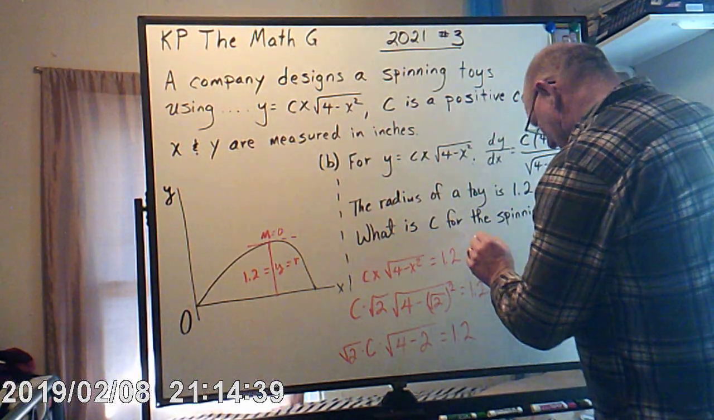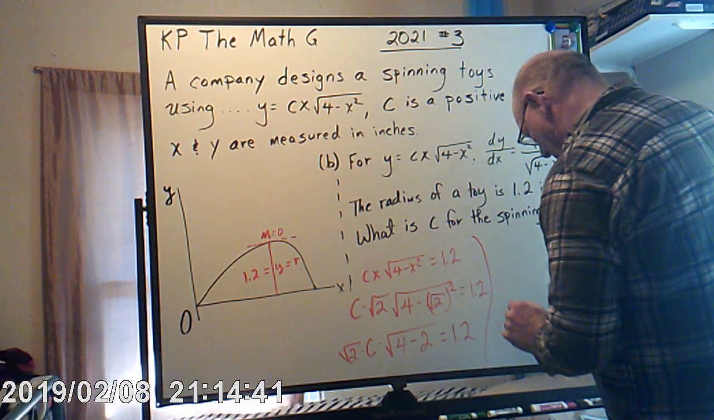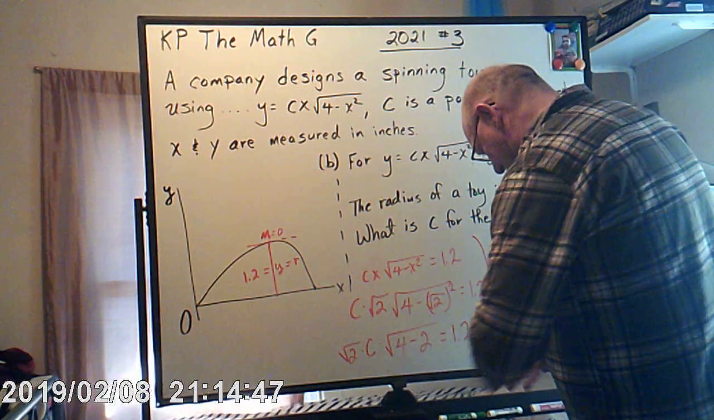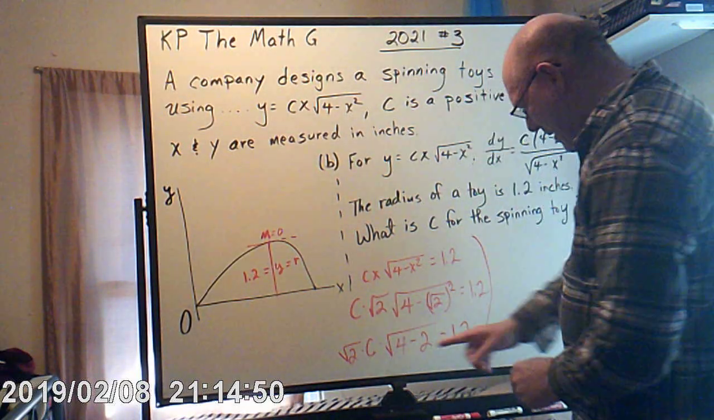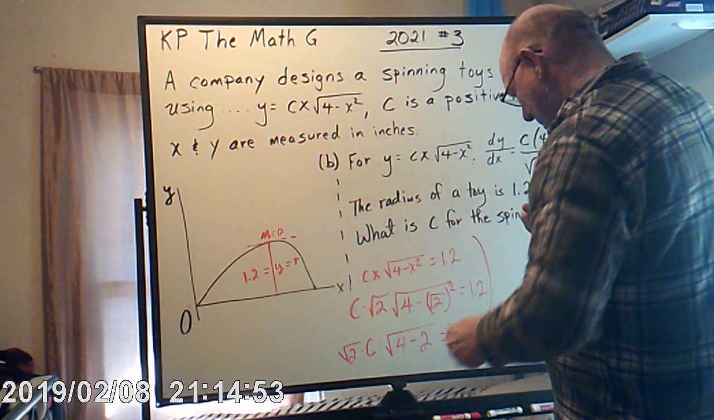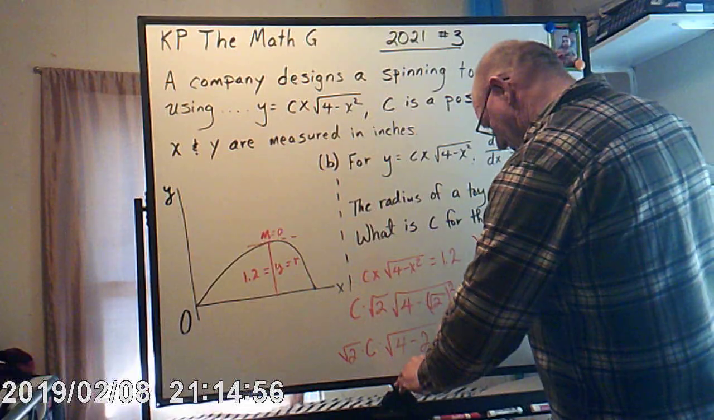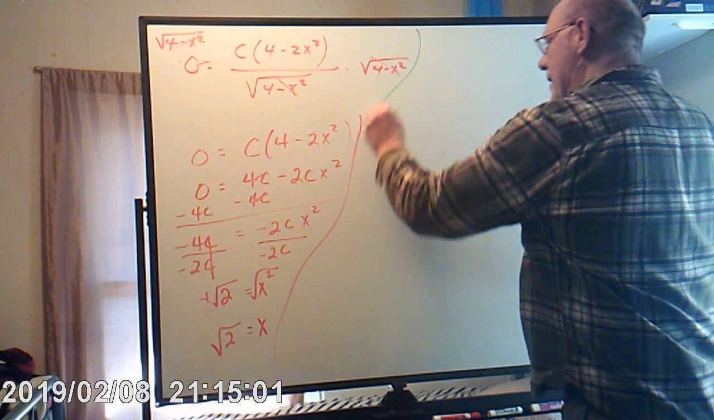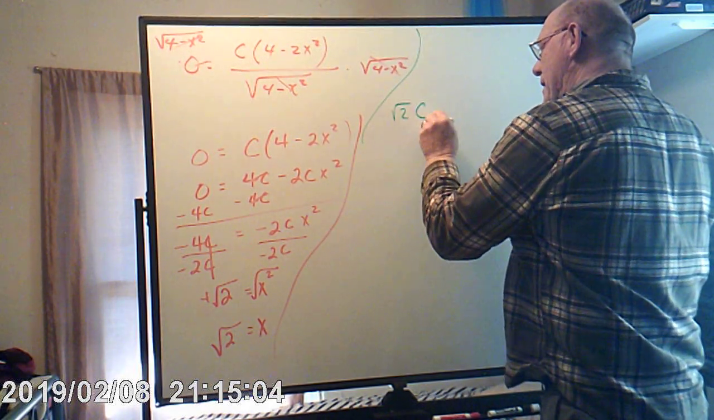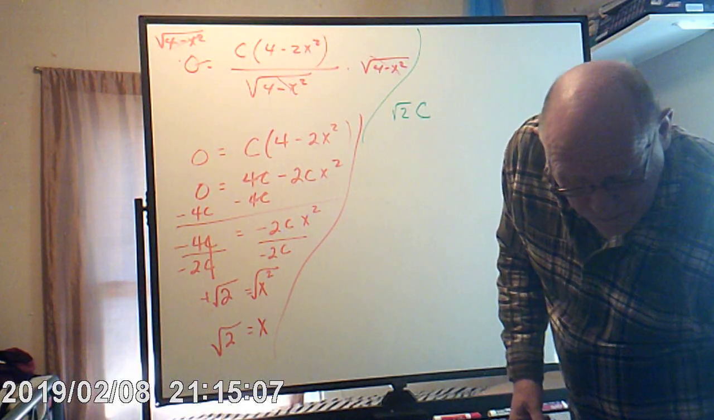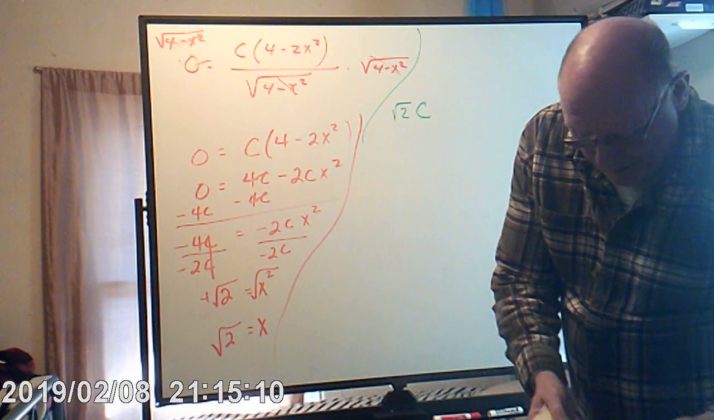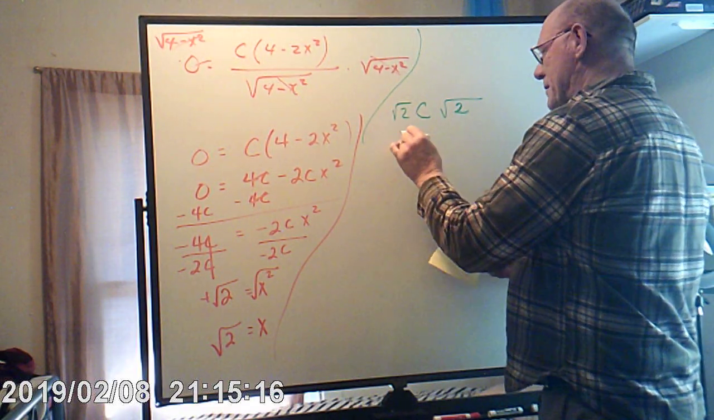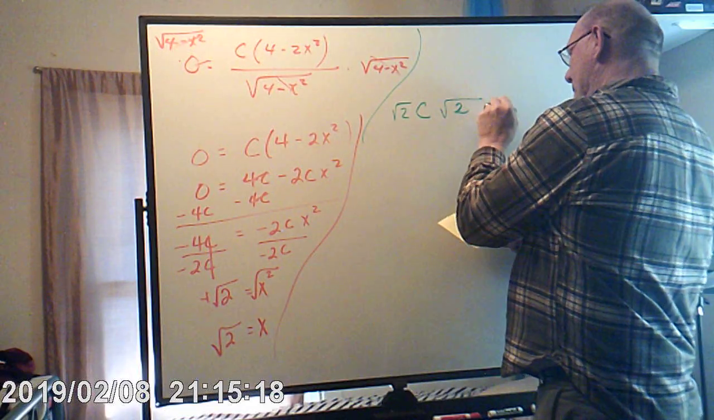So let's see if we can put it over here. Oh, wait a minute. Let me turn it over on the other side. Let's use a different color so we can distinguish the two equations that we got. So square root of 2c times the square root of 2 is equal to 1.2. All right, so here we go. So right here, the square root of 2c, times the square root of 4 minus 2, which is 2, and that is equal to 1.2.